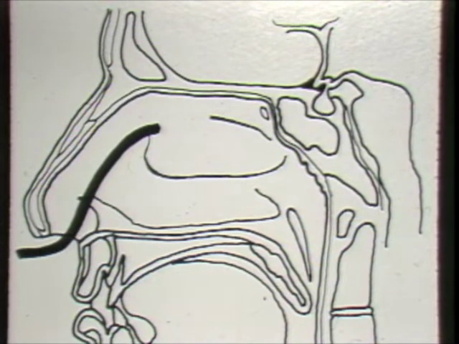Now let's take a look at this by passing the fiber optoscope over the inferior turbinate and examining the middle turbinate and the middle meatus. We will see polyps coming from the anterior ethmoid sinuses.